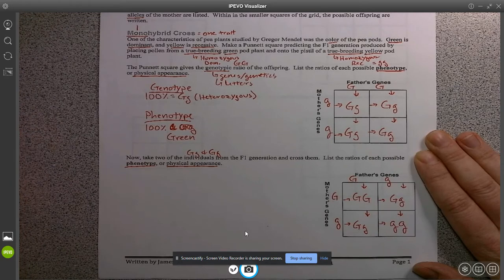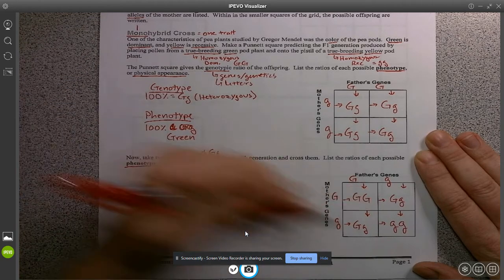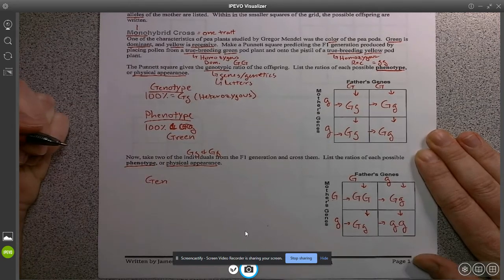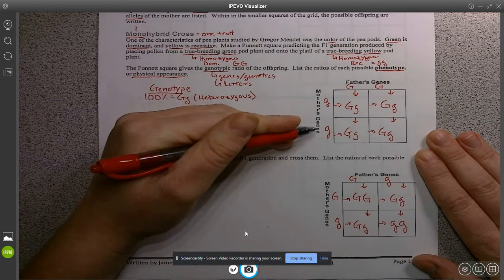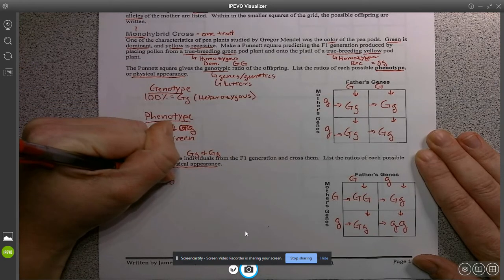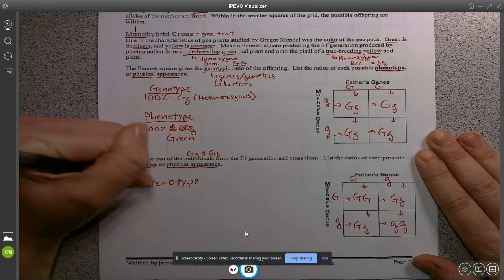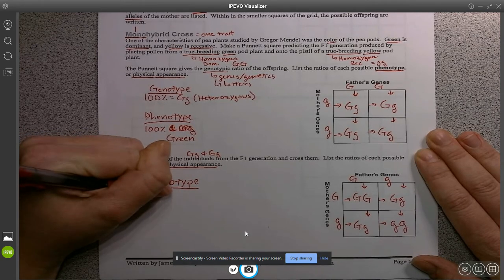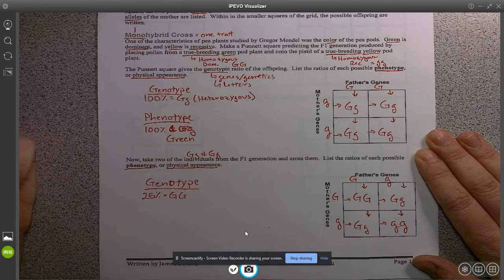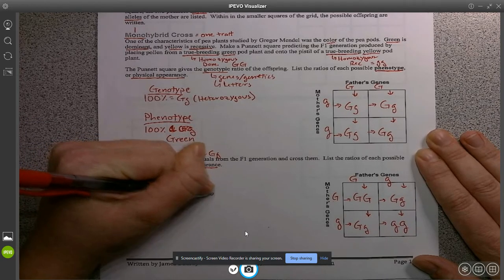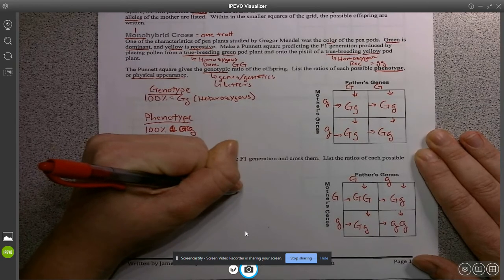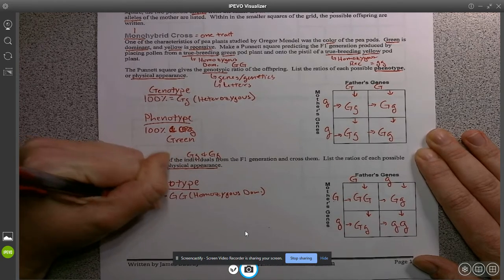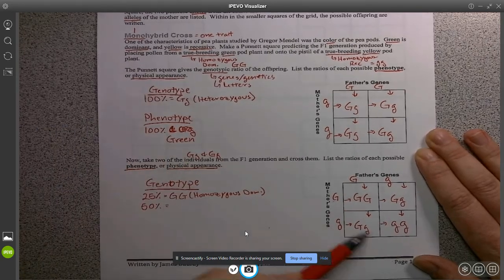All right, it doesn't ask for the genotype, but what the heck, we already figured it out. Let's just write it out over here. So my genotypes, I have a little bit of a variety this time compared to my first Punnett square. Genotype, there we go. I have 25% big G, a homozygous, let's write that down, homozygous dominant, DOM. I have a 50% heterozygous, and I'm able to figure this out because I can just count them.